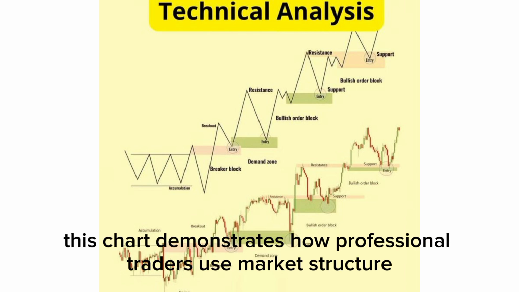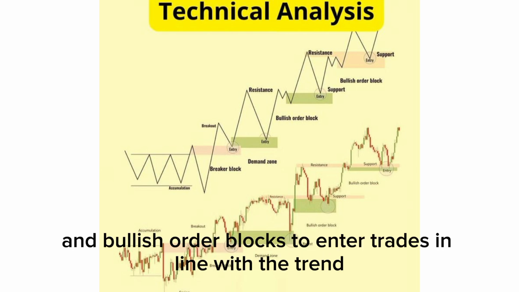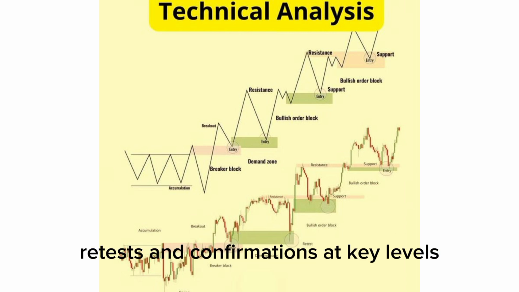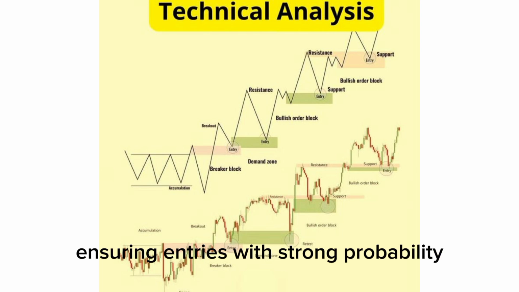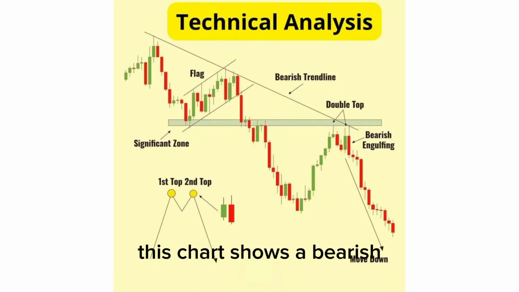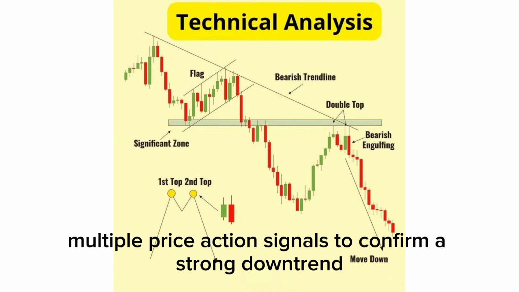This chart demonstrates how professional traders use market structure shifts, breaker blocks, demand zones, and bullish order blocks to enter trades in line with the trend. Instead of chasing price, they wait for breakouts, retests, and confirmations at key levels, ensuring entries with strong probability, controlled risk, and maximum reward.